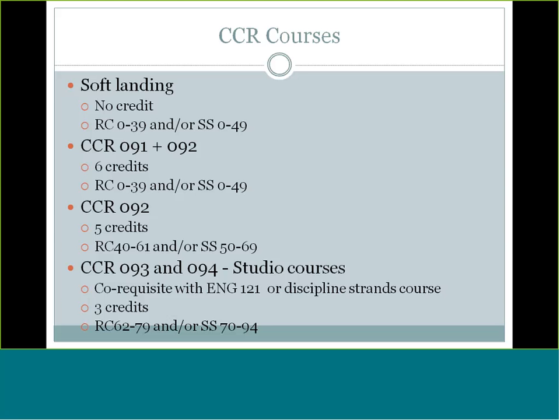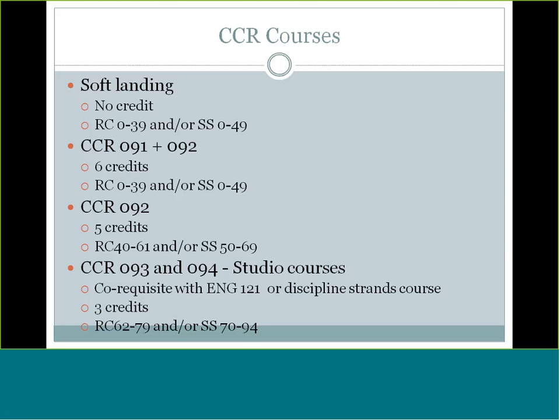Then the 91-92 is a different way to offer soft landing. We talked a little bit about mainstreaming into a college-level course. This is mainstreaming into a dev course. So instead of saying you take this non-credit experience and then you retest, you come in. The 92 is our pretty comprehensive 5-credit college reading composition course.